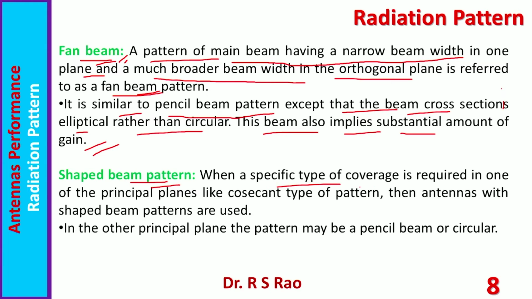Shaped beam pattern. When a specific type of coverage is required in one of the principal planes, like a cosecant type of pattern, then antennas with shaped beam patterns are used. In the other principal plane, the pattern may be a pencil beam or circular.